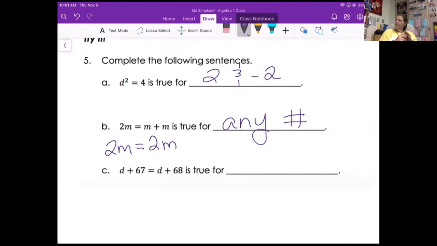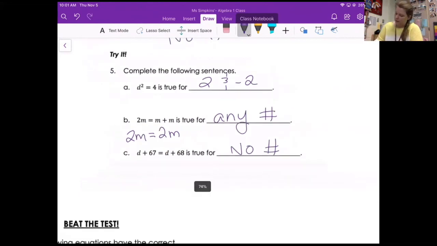All right, in letter C, I have a value d, and I'm adding 67 on one side. I'm adding 68 on the other. What numbers is that true for? Yeah, none, no numbers. That is not going to work for anything. I'm not going to get the same value ever if I add 2 different numbers to it. And same if I subtract 2 different numbers. I'm not going to get the same answer.